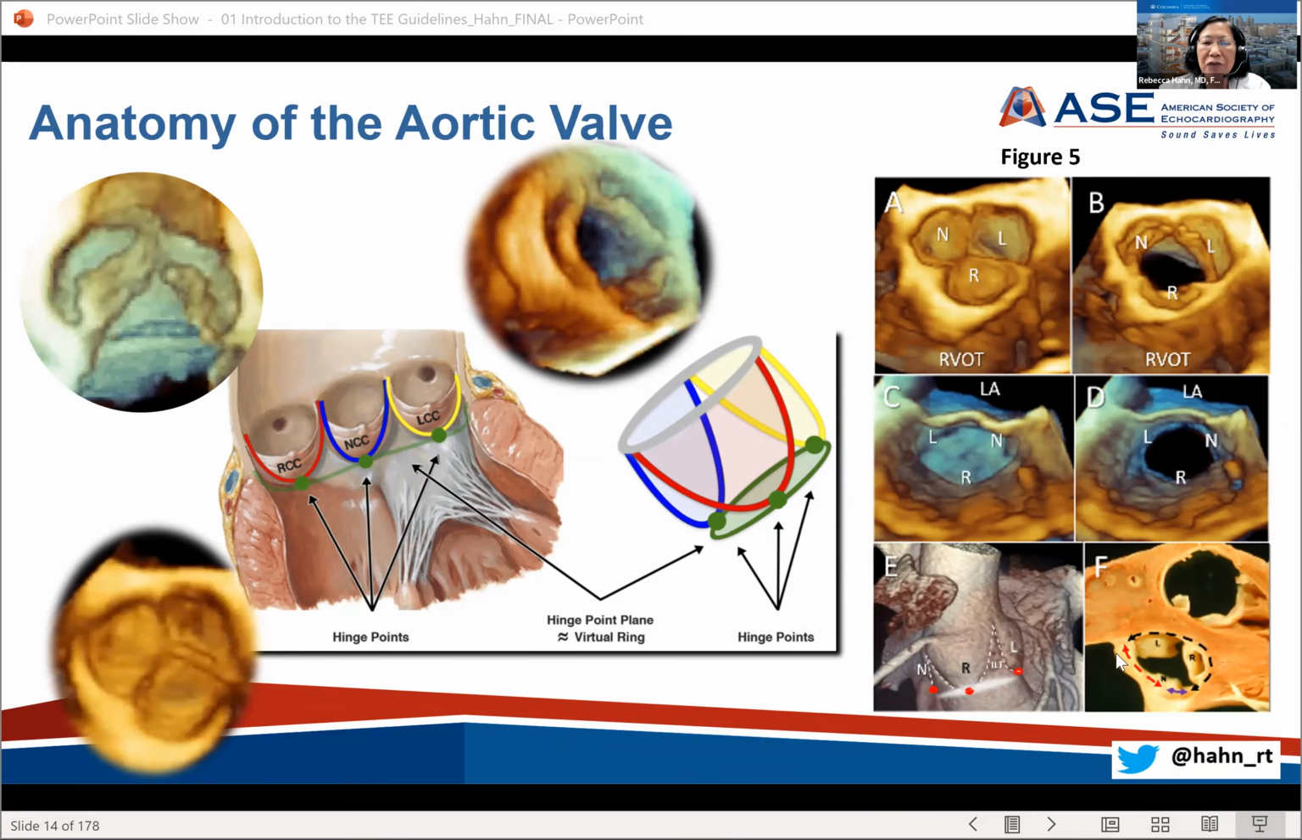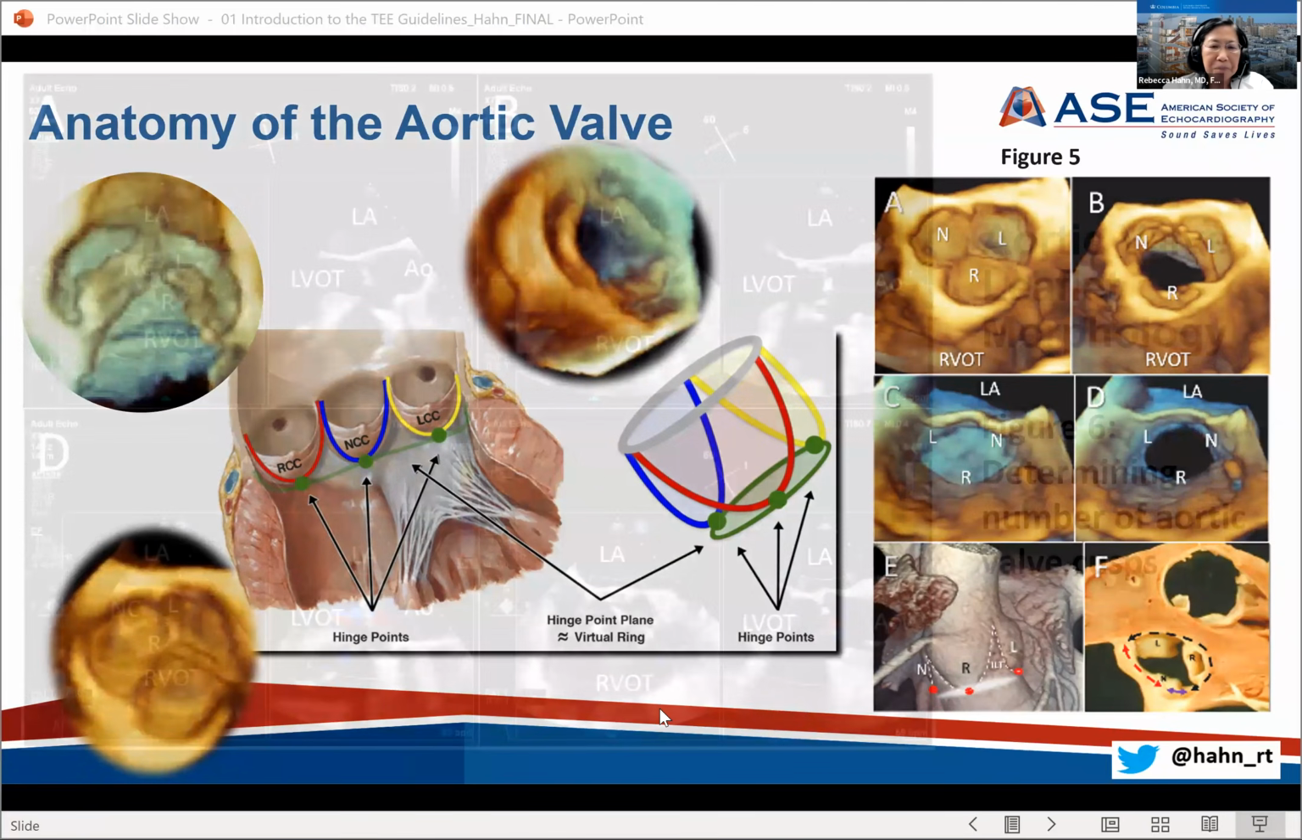But just to remember again, and this is figure 5 from the document, showing again how it's a semilunar attachment of the leaflets. The annulus is virtual, and the cusps are designated by obviously their location, but also the coronary arteries that arise from them. So left coronary cusp has the left coronary artery, right coronary cusp has the right coronary artery, and obviously the non-coronary cusp always faces the interatrial septum.